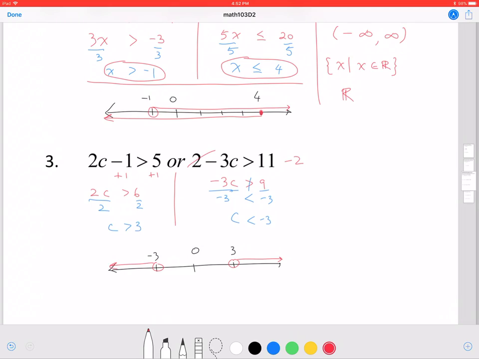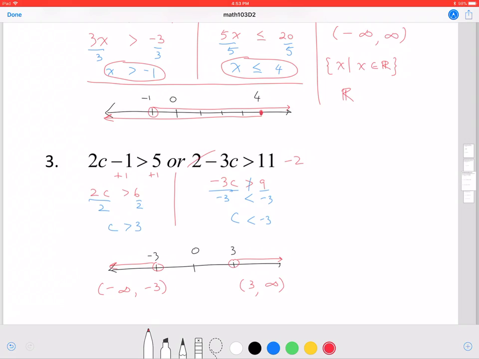Well, we have what we call two distinct sets. The left one is negative infinity to negative 3. On the right side, we have starting at 3, ending at positive infinity. And those two sets really make up our solution set. And you cannot just leave it like this. You have to say something in set notation.